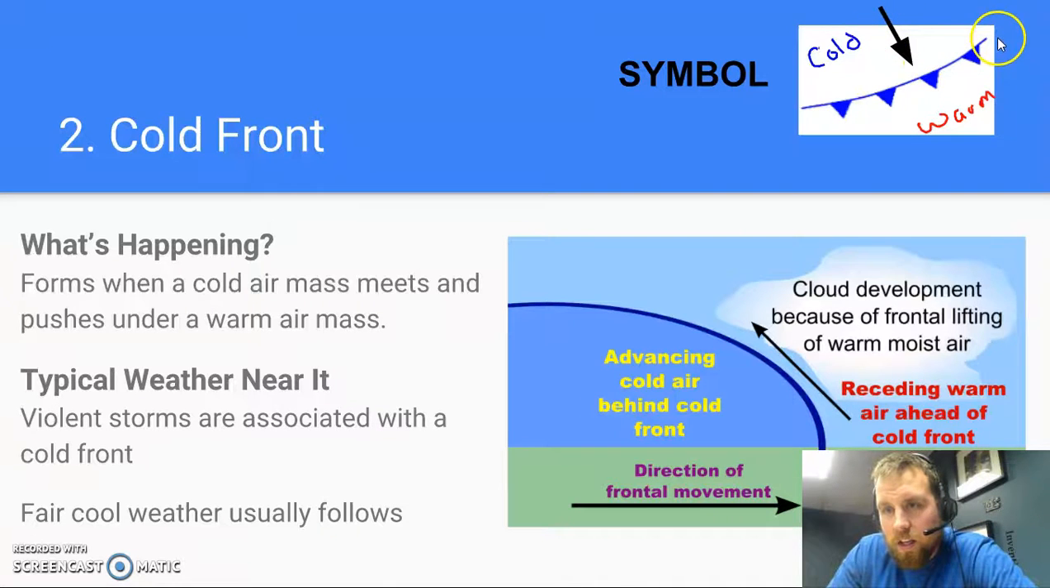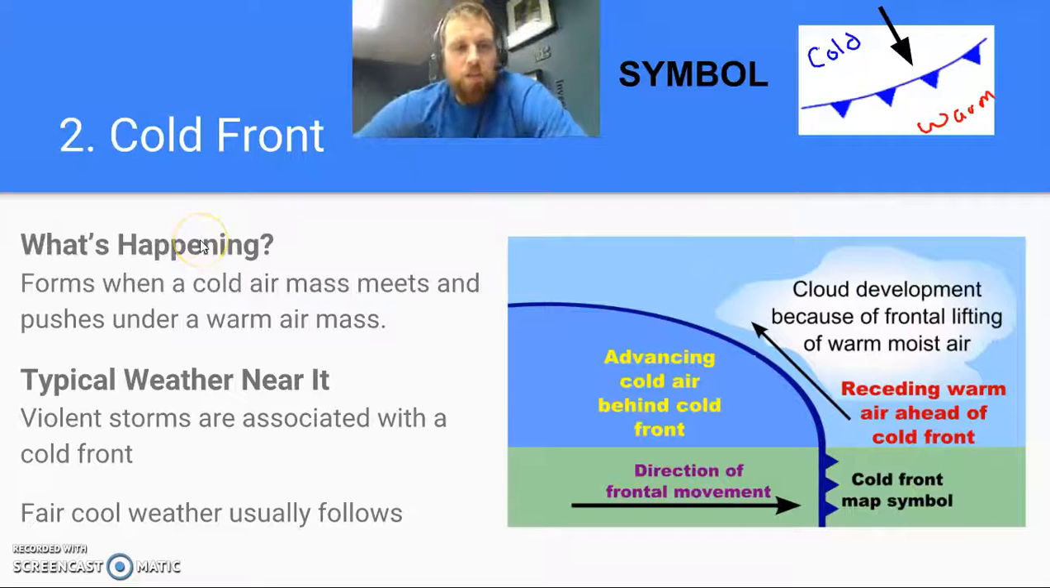So this blue triangle cold front is moving this direction, so it's going up here at the top, and then this actual front would move down in this direction towards the warm air. So as we fill in our notes, in a cold front, what is happening?